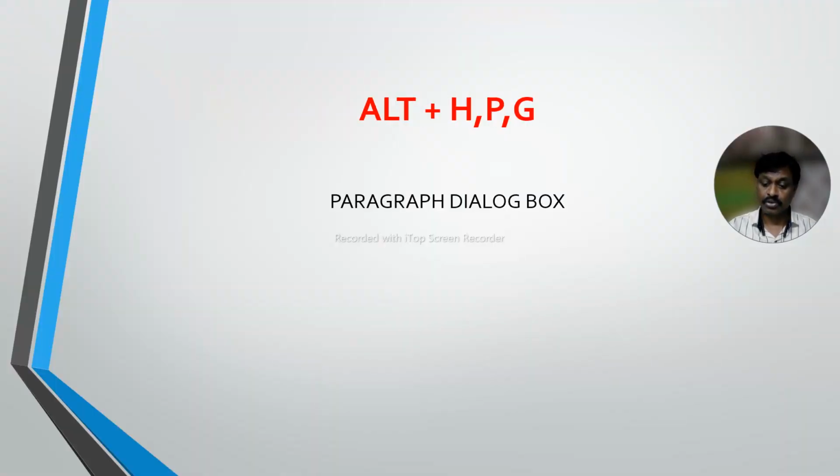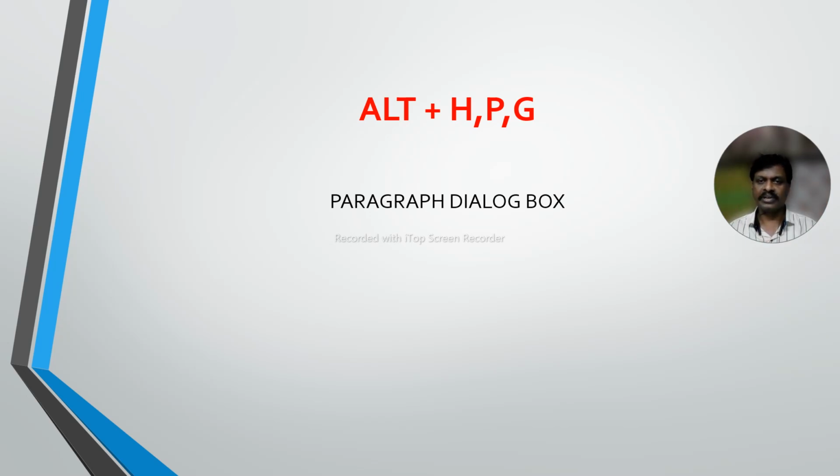After Ctrl D, what is that? Paragraph dialog box. So three major dialog boxes are there in Microsoft Word. Okay, what are they? Number one, font dialog box. Number two, paragraph dialog box. Number three, print dialog box. If you remember how to use these three dialog boxes, you can do wonders.